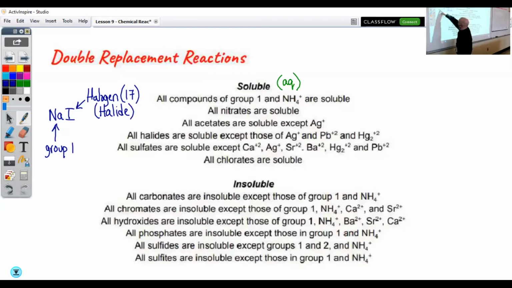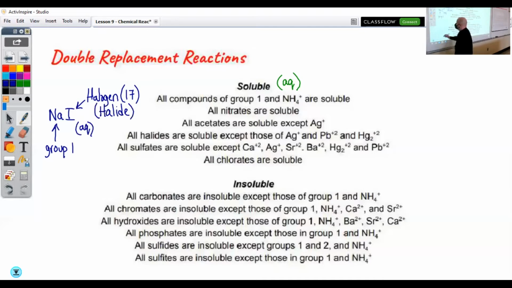If we look at the first part of this formula, sodium. Sodium is in group 1. So we know that all compounds of group 1 and NH4+ are soluble, which is why we were able to write AQ next to the formula for sodium iodide.